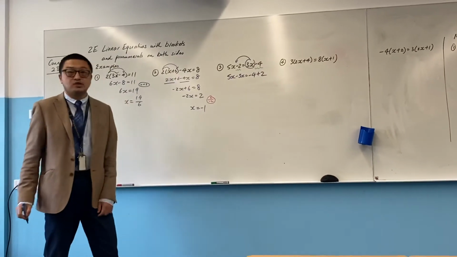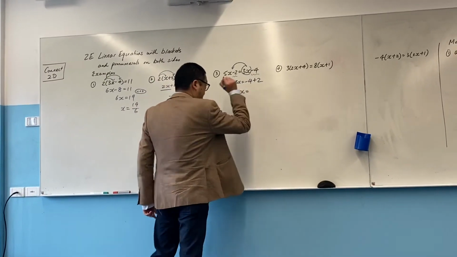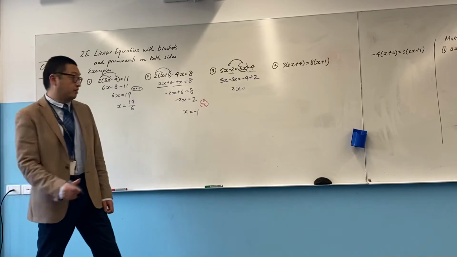Now 5x minus 3x is 2x. The right-hand side is negative 2. Very good.